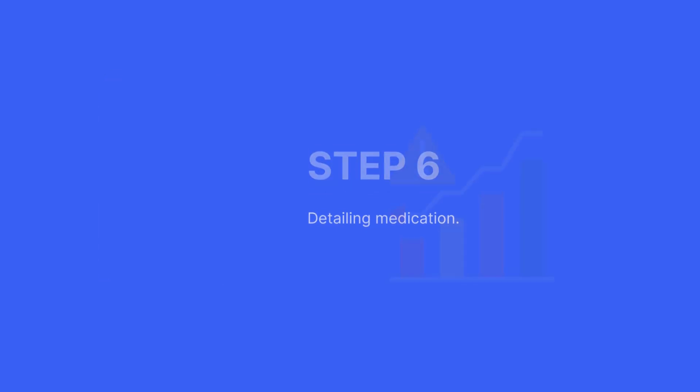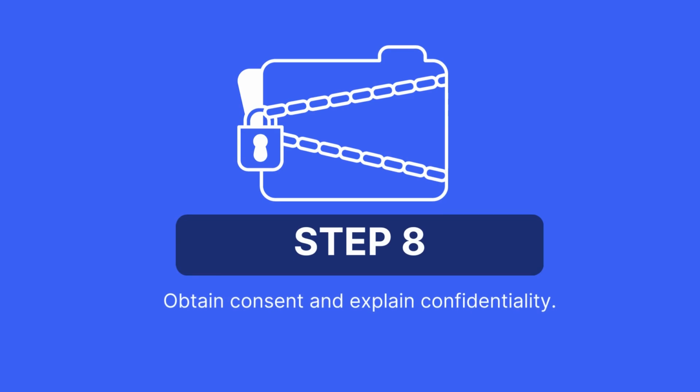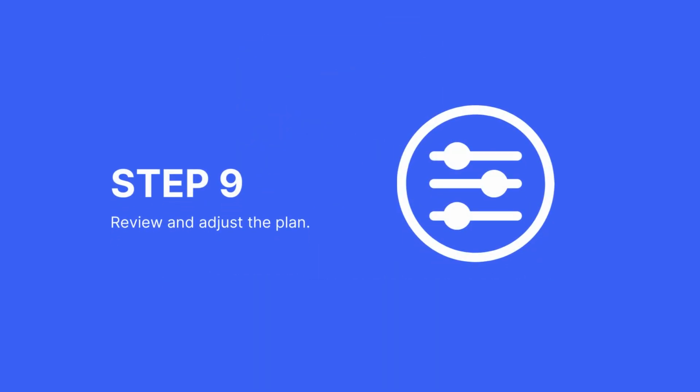Outline a crisis plan. This step includes signs of potential crisis and steps for intervention. Obtain consent and explain confidentiality. The template will include a section where the patient can provide consent for treatment and where the limits of confidentiality are explained.